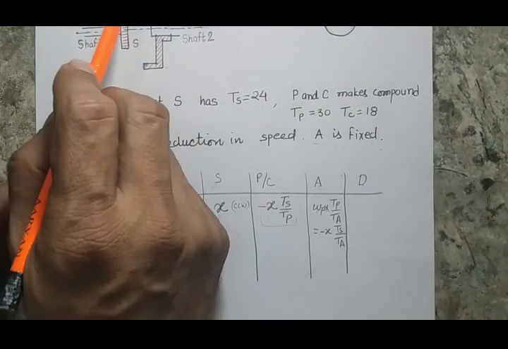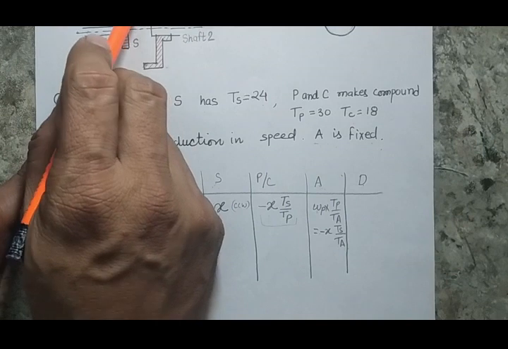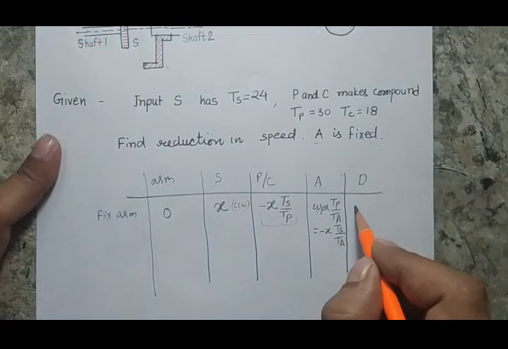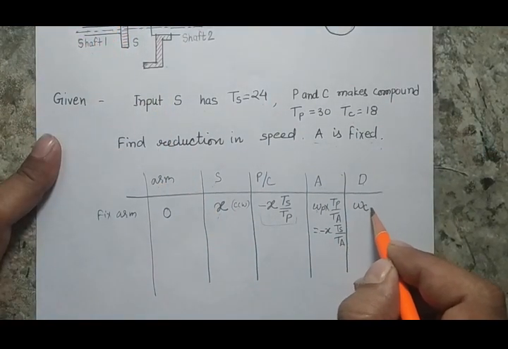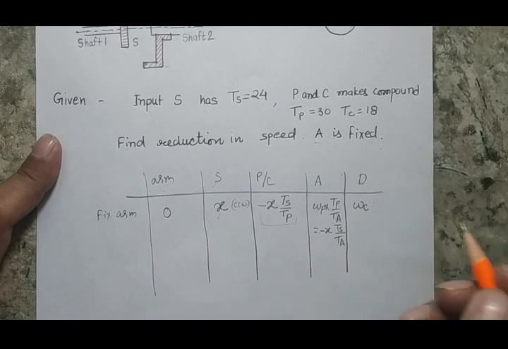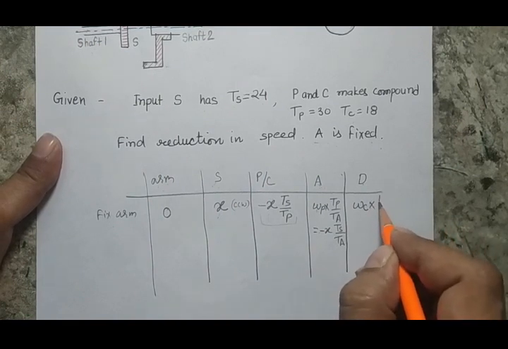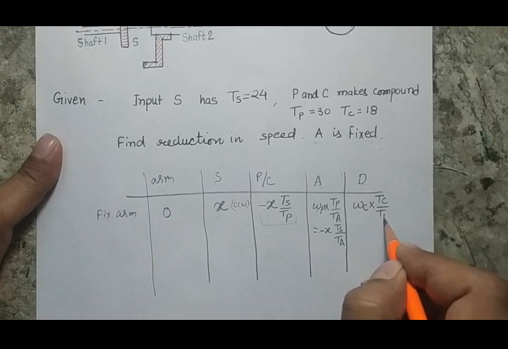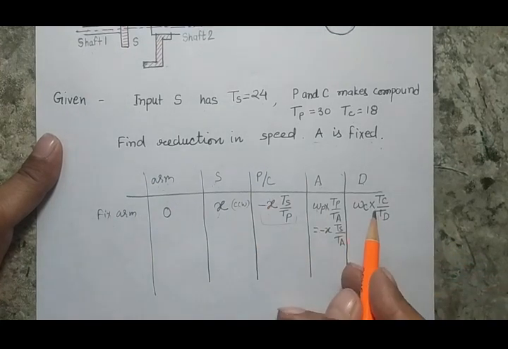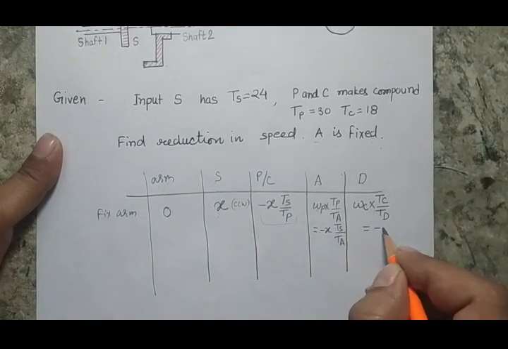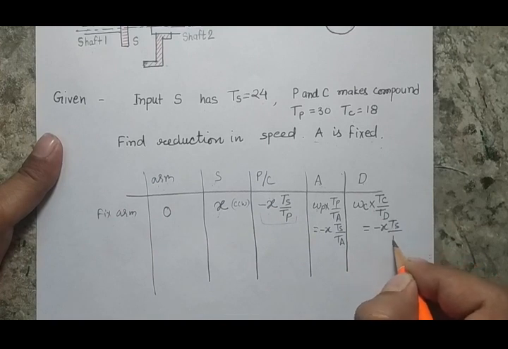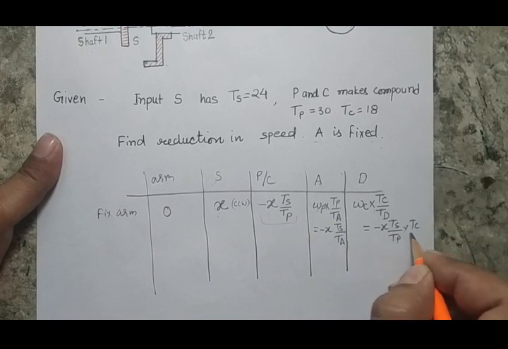Similarly, D is also in mesh with C, and the direction of D and C will be the same. So I will write here that the RPM of C, or rotation, whatever you want to say, into TC by TD. When I put this value here, I will get that this rotation will be minus X TS by TP into TC by TD.